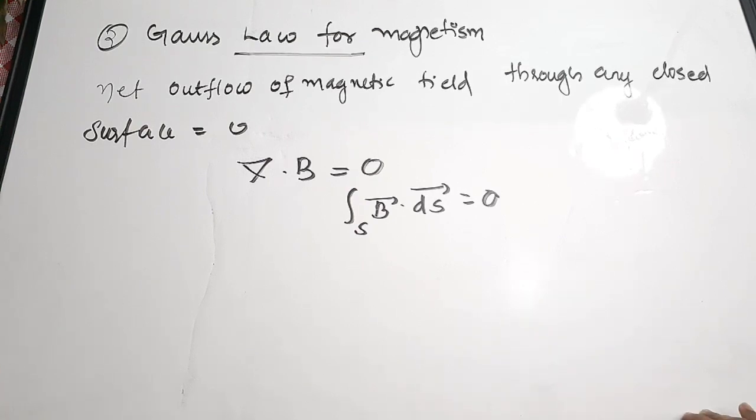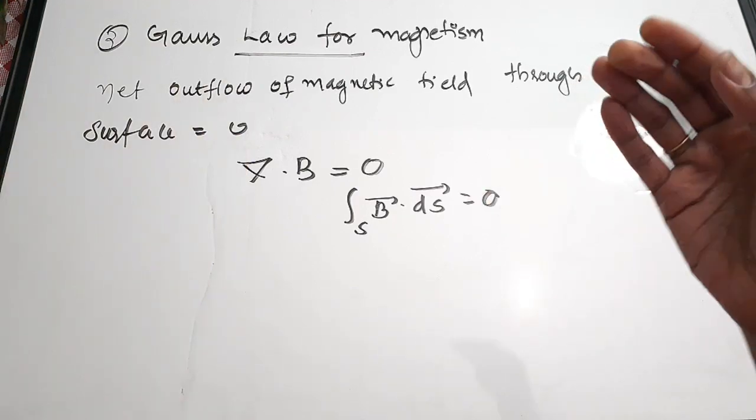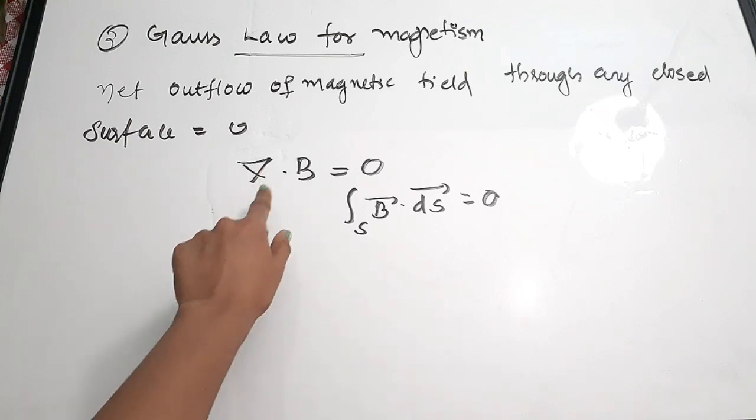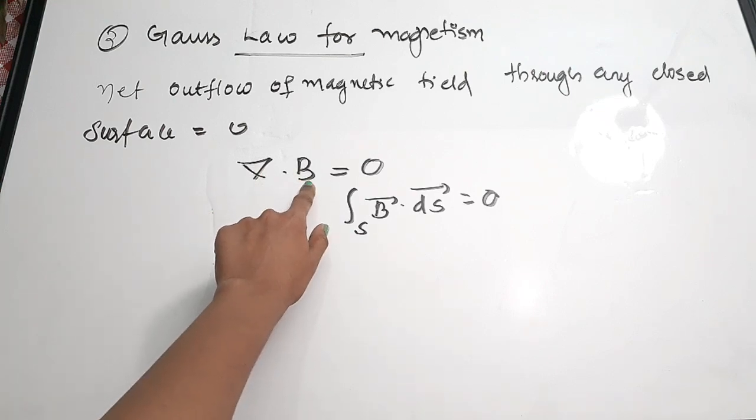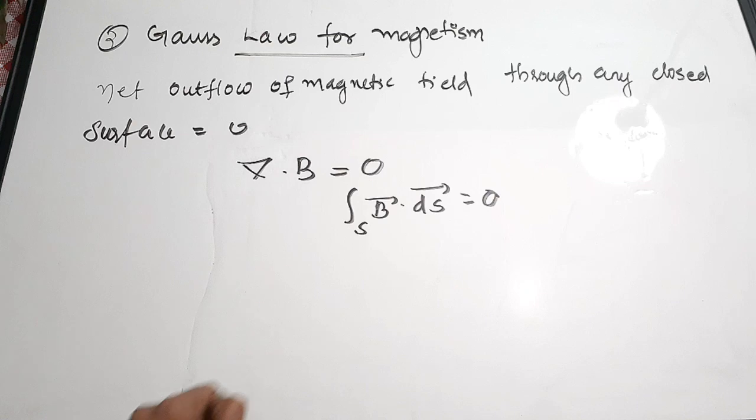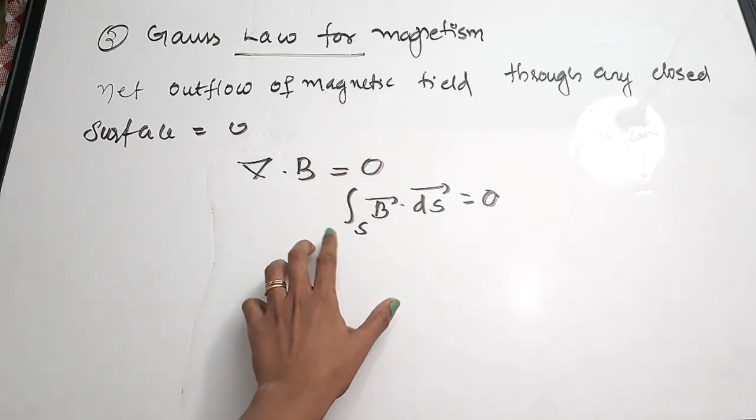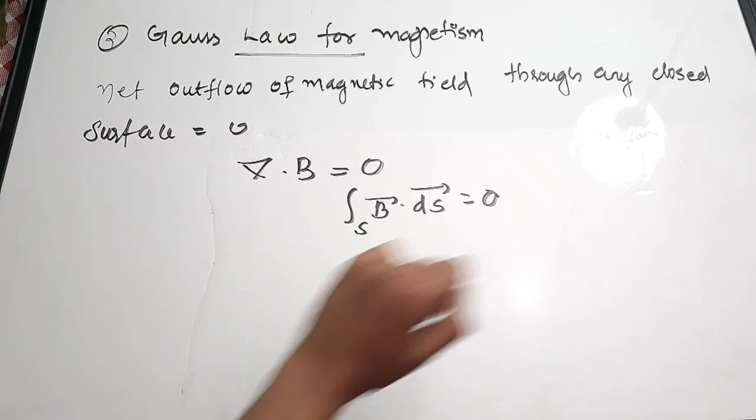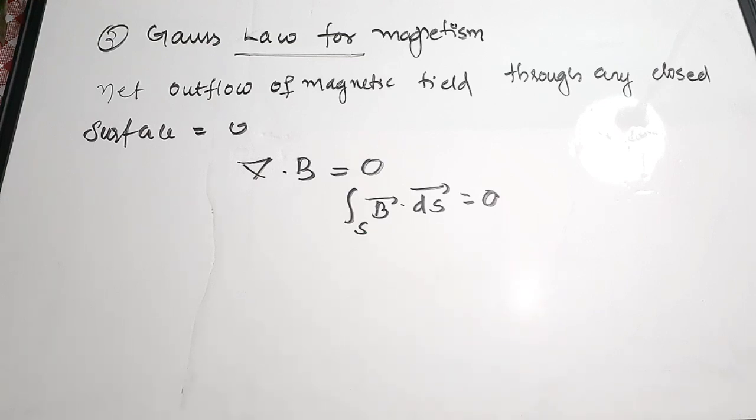The most important statement is that the net outflow of magnetic field through any closed surface is equal to 0. So del dot B, the magnetic flux density, equals 0. In the integral form, the surface integral of B dot dS is equal to 0. This is the second Maxwell's equation, Gauss's law for magnetism.